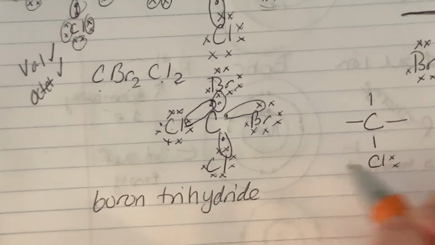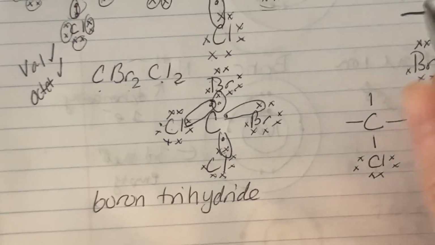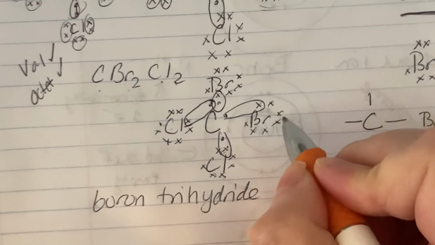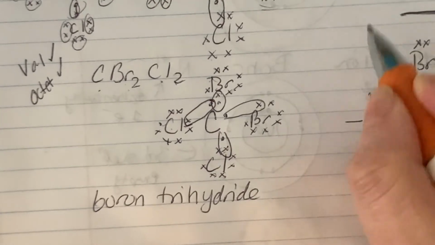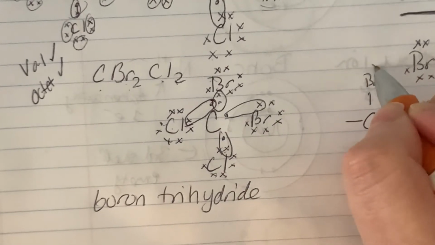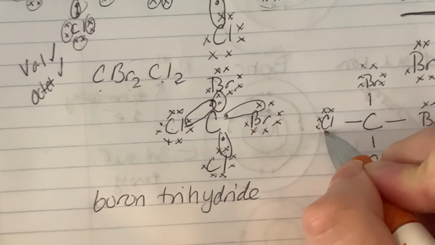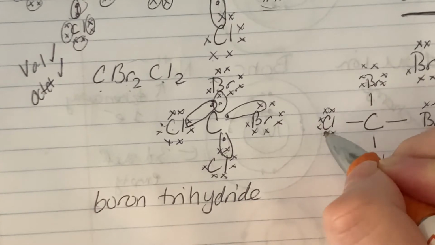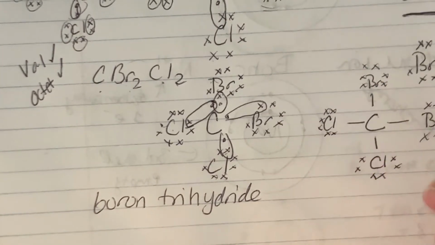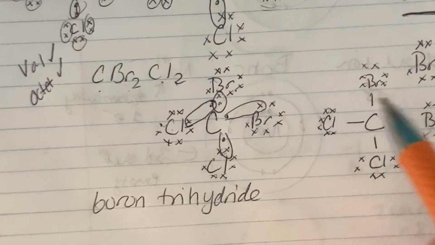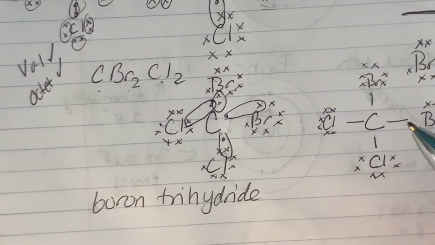Chlorine, and then 1, 2, 3, 4, 5, 6 electrons left over. Bromine, 1, 2, 3, 4, 5, 6 electrons left over. Same with this bromine. Same with this chlorine. If you don't write those other electrons over, these are called unbonded pairs because they're not bonding, but they're still important for a reaction. So you still have to show all those pairs. So this would be carbon dibromide dichloride.